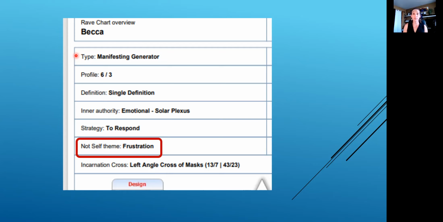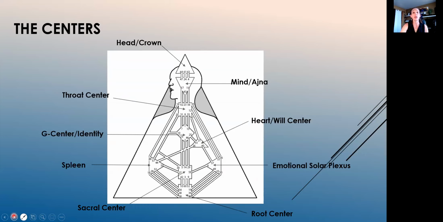So it's actually really great to know when you are triggering your not self theme, because it gives you an alarm system to go, hey, whoa, wait a minute. I might need to stop and take a peek right now at what am I doing right now that isn't actually honoring my energy, my path, my boundaries, or the choices that my soul is calling for me to make right now. So your not self theme is very important to know.